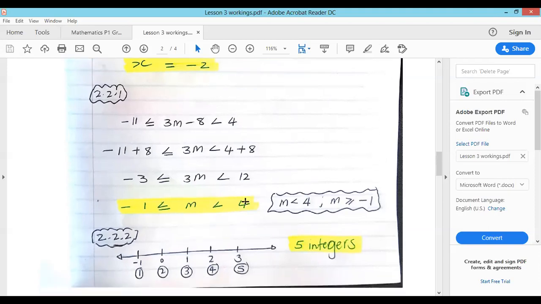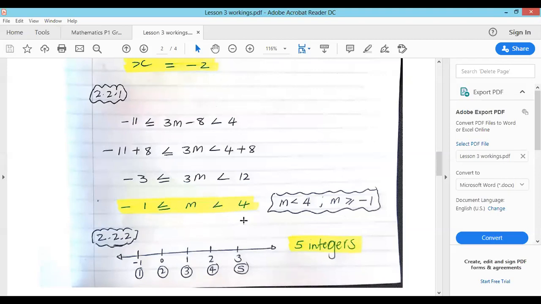Then the question said solve for m, not solve for 3m. Therefore, you have to divide by 3 on both sides. What you do on your left-hand side, you must also do on your right-hand side. Therefore, you'll be left with negative 1 is less than or equal to m, less than 4.